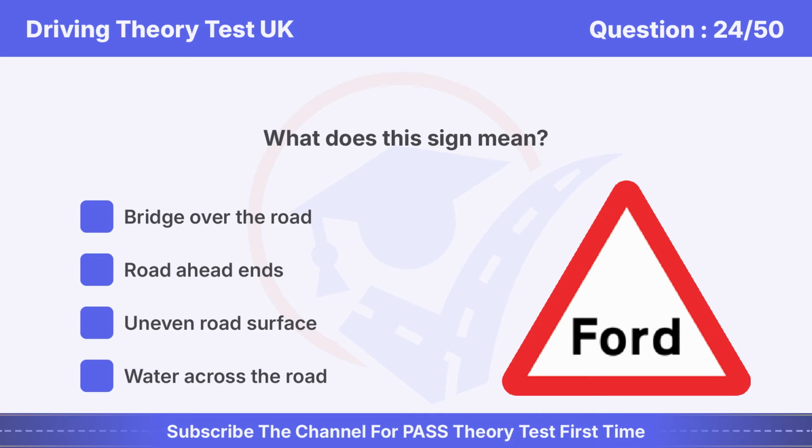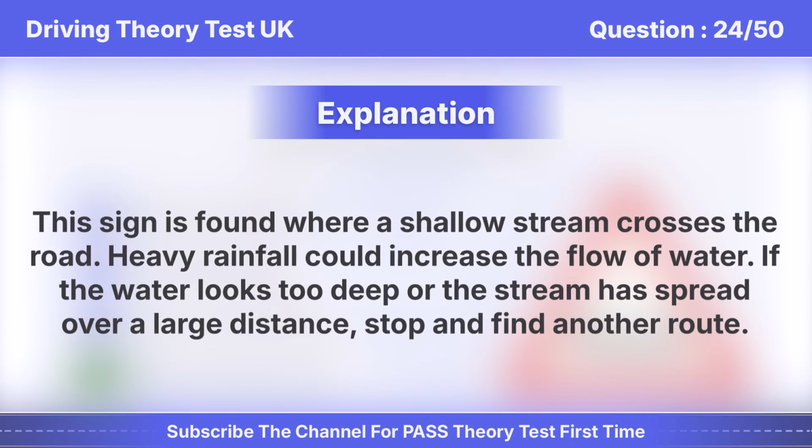Question 24. What does this sign mean? Answer is D, water across the road. This sign is found where a shallow stream crosses the road. Heavy rainfall could increase the flow of water. If the water looks too deep or the stream has spread over a large distance, stop and find another route.